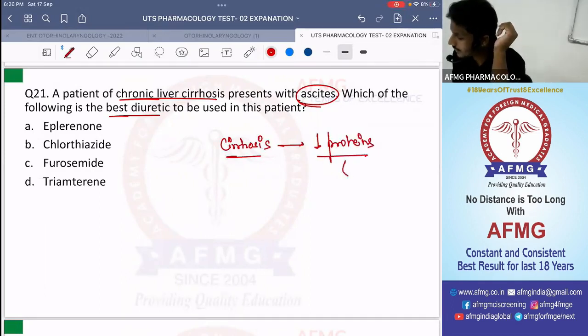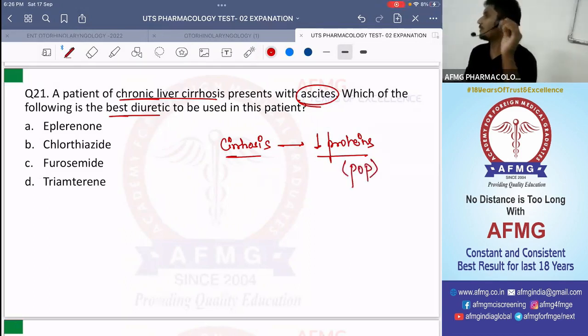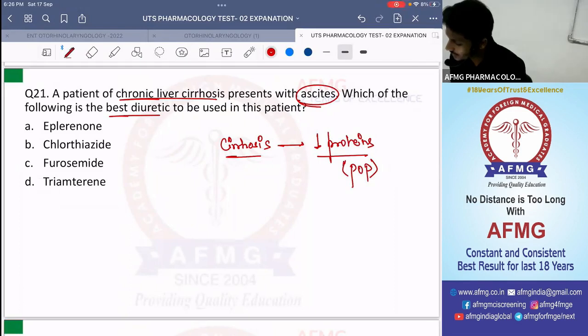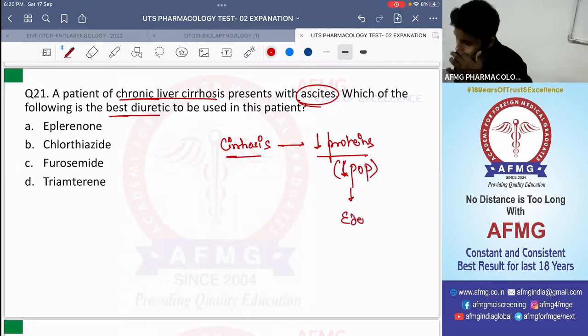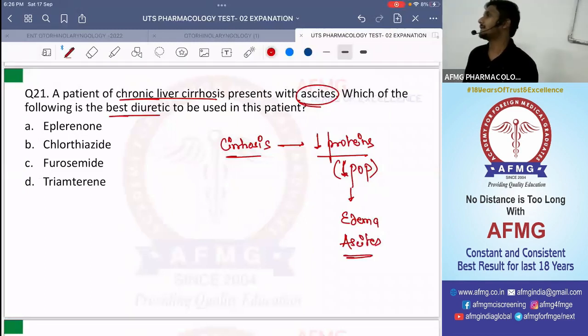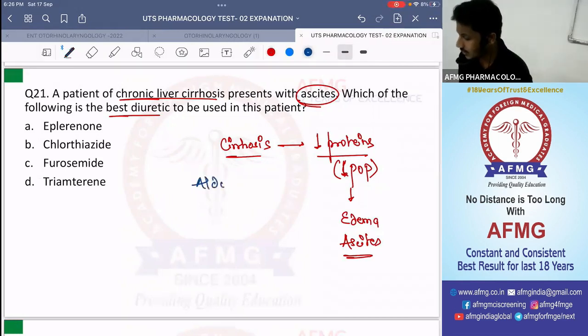And these proteins are mainly responsible for plasma oncotic pressure, which will pull the fluid towards the vessel. Okay? So this plasma oncotic pressure decreases, and therefore the patient will have extravasation of fluid, and that will lead to either edema in the patient or, in the peritoneal cavity, the formation of ascites. No issues with this. Remember that. Apart from that, in cases of cirrhosis, remember, the best diuretic which has shown results, the answer should be aldosterone antagonist.